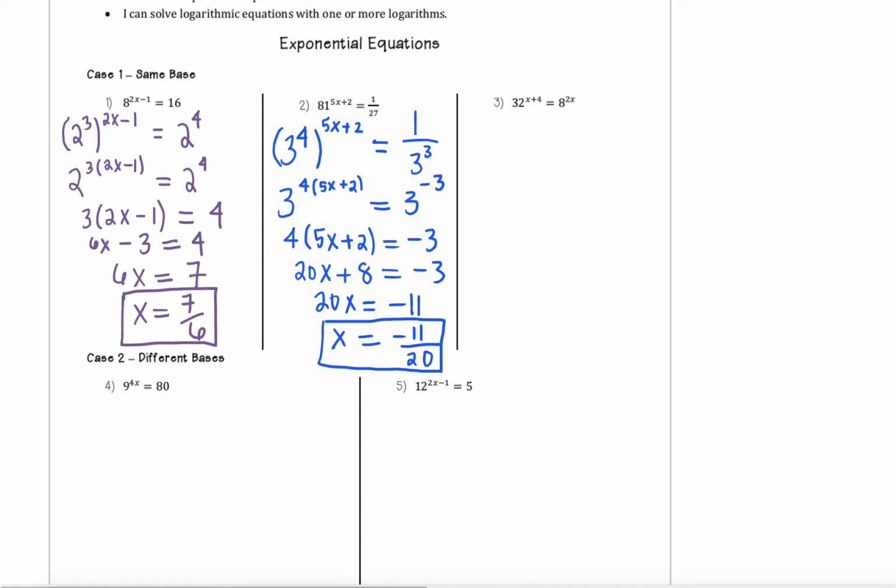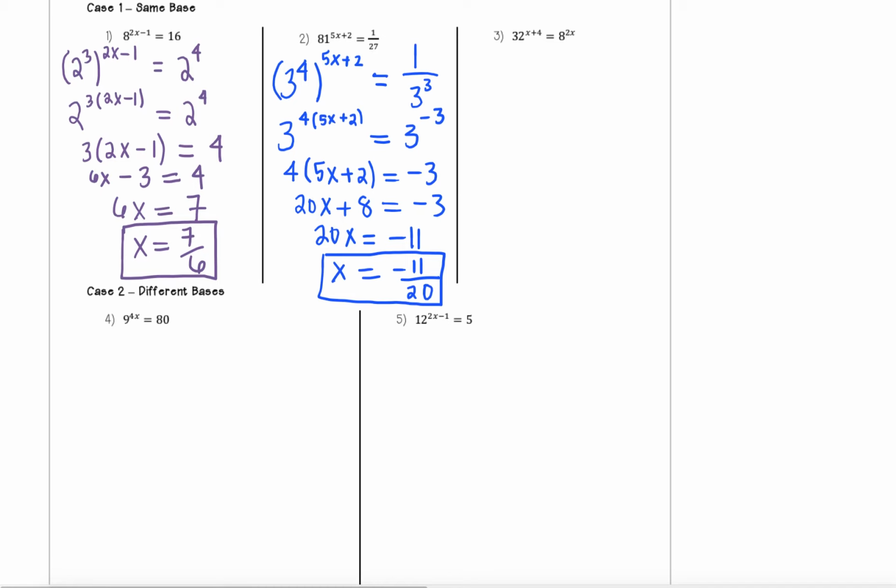Let's look at what happens if we have different bases. So in example 4 here, we have 9 to the 4x equals 80. Now this is just slightly off. If this was an 81 instead of an 80, we could rewrite these with the same base. But in this case, 9 and 80 don't share a common base factor that we could rewrite this as. So we need to have some other way to solve this.